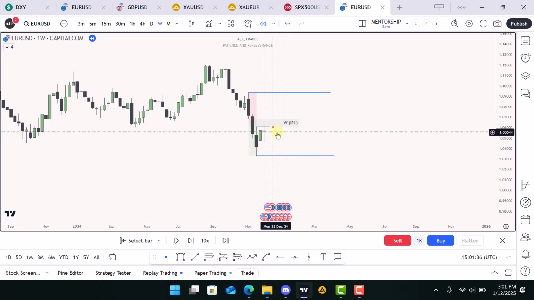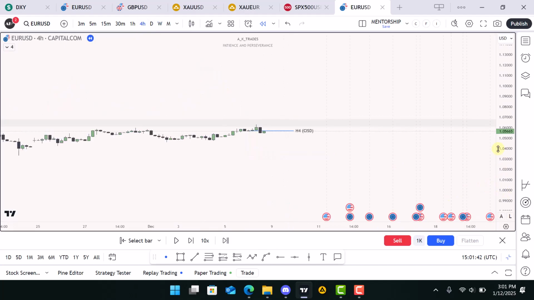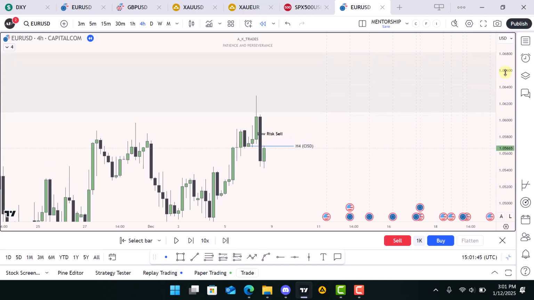So we drop down to the 4-hour chart and try to frame a market maker model on it. As we can see on the 4-hour chart here, after a reaction into the weekly internal range liquidity, after buy side liquidity was created into the weekly internal range liquidity, you can see that there was a change in state of delivery formed on the 4-hour chart. So price retraced back into the 4-hour change in state of delivery, respecting it.